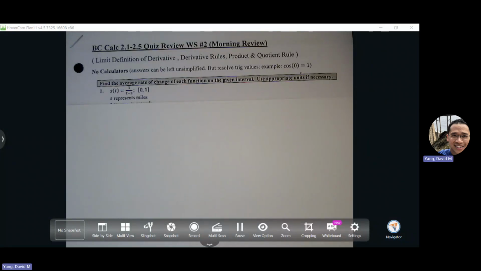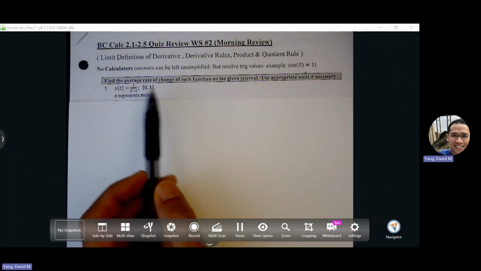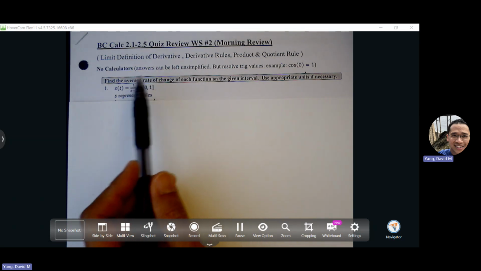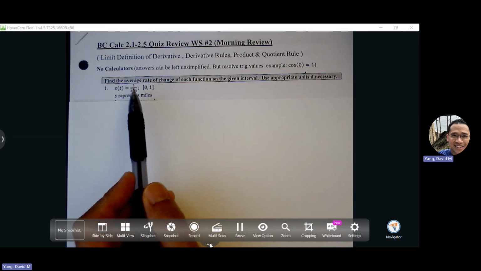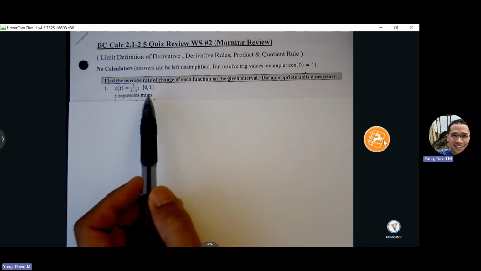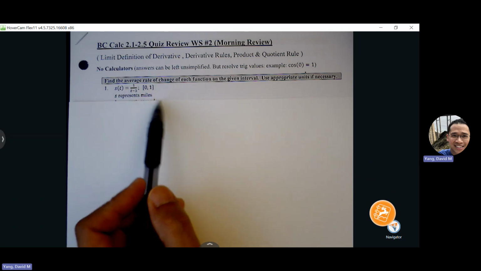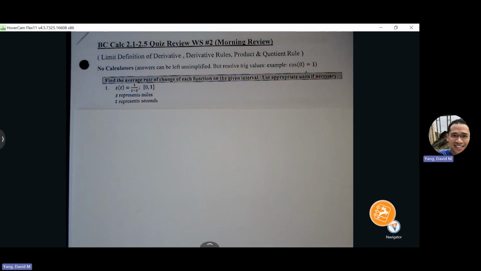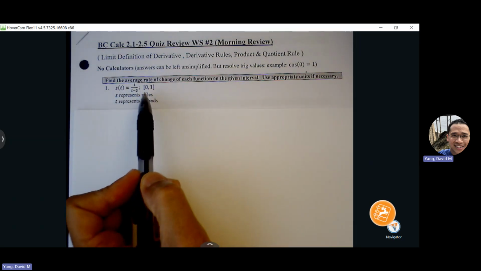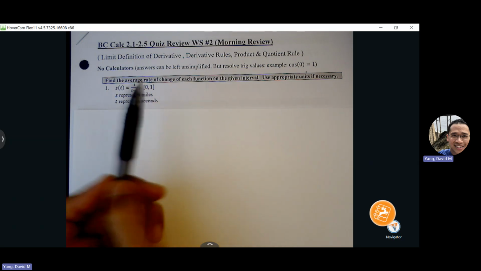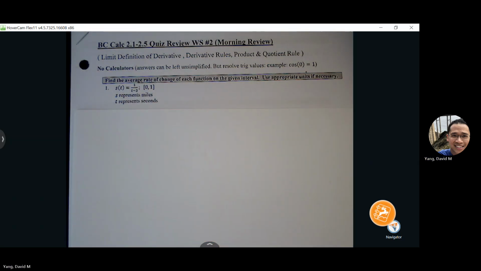Okay, starting with number one, find the average rate of change. So average rate of change, there's no calculus involved. It is just slope between endpoints. And so we're just really finding these ordered pairs. 0 and 1 are both representing seconds. So we need to find the miles associated with each of the 0 and 1 second.